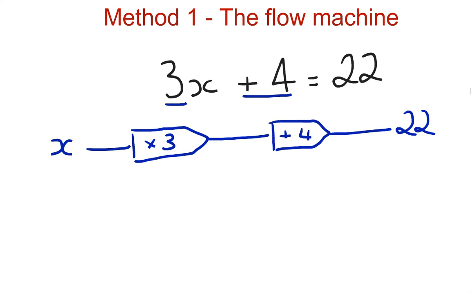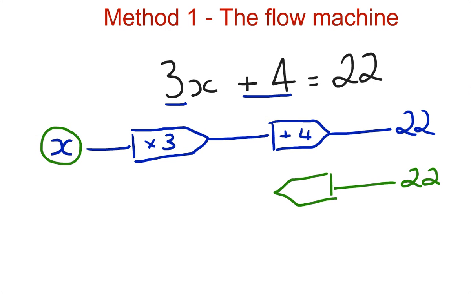Which is all well and good, but we want to know what the value is for x. So what we're going to do is we're going to work backwards. If I start at 22 and I go backwards, follow the machine back the way, as in do everything opposite, then instead of adding 4, I'll be taking away 4. And instead of multiplying by 3, the opposite of multiplying by 3 is to divide by 3. And that will give me my answer.